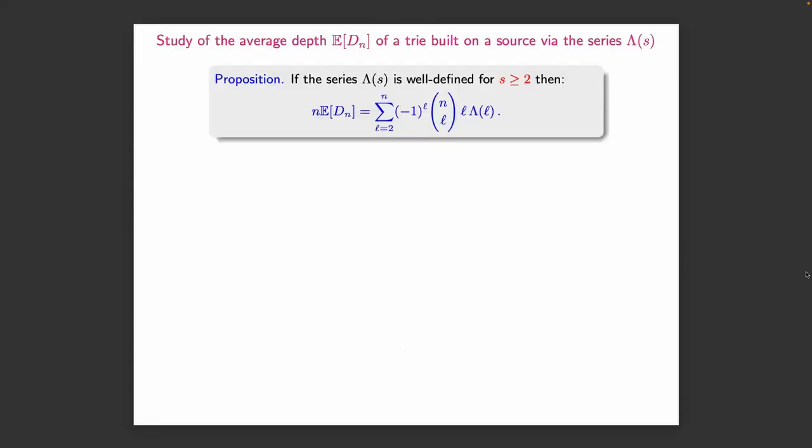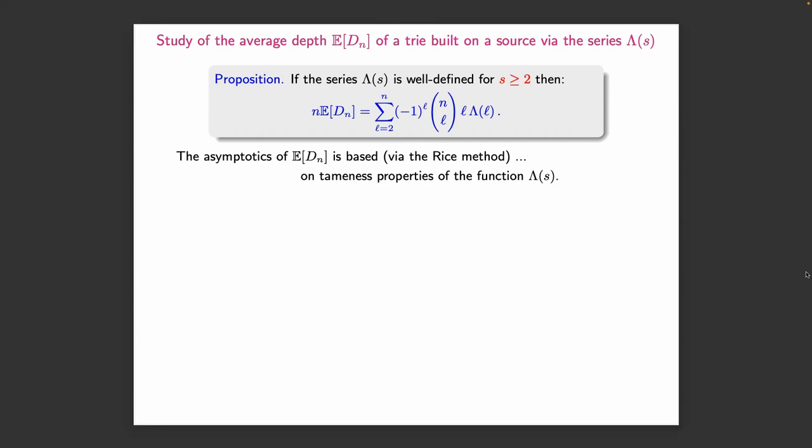So when I consider just the definition of the trie and the definition also of the trie depth, it is easy to obtain this expression for the expectation of the depth. Okay, so this is the sum with a binomial coefficient, and we have signs. So it is not easy to deal with. Of course, this is a classical sort of expression. And via the Rice method, we change it. So we consider here this expression with an expression about residues. And we change the integral and so on. And finally, we obtain an integral which is relative to the lambda of S.